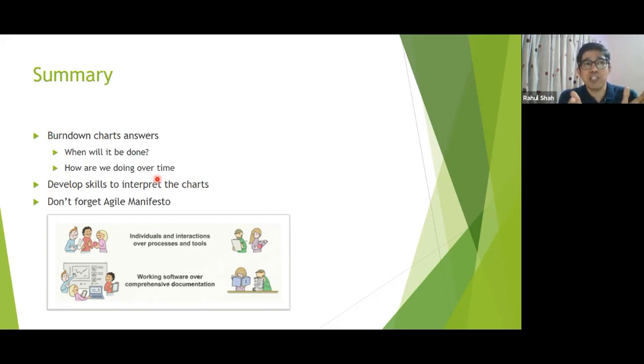So for the burn down chart, don't just focus on the task hours burn down, but look at the story points burn down as well. Try to do a release burn down as well. You will get much more meaningful insights. Hope you find this useful. We can take questions. We have 2 or 3 minutes.